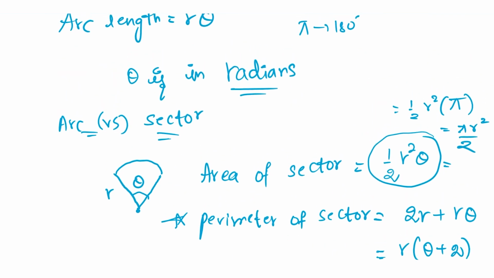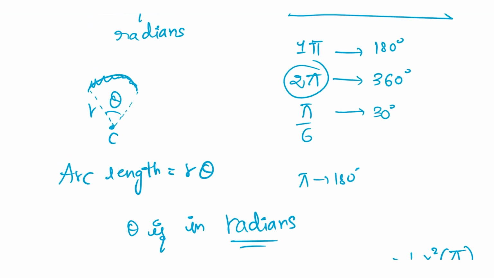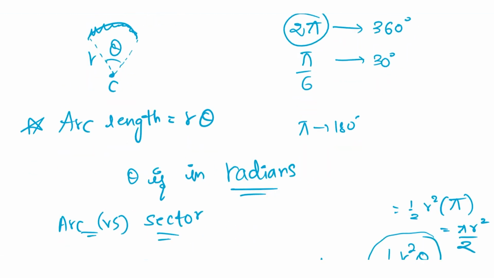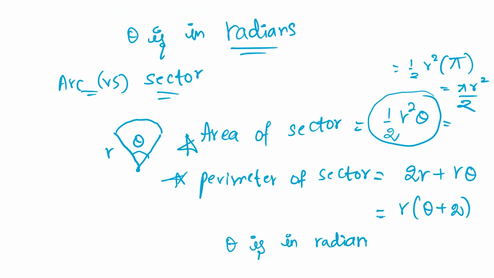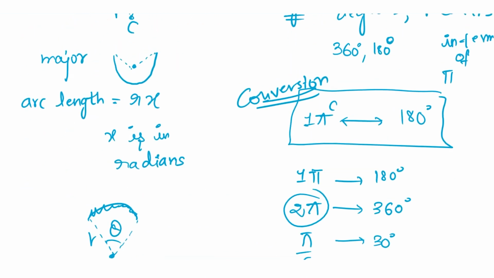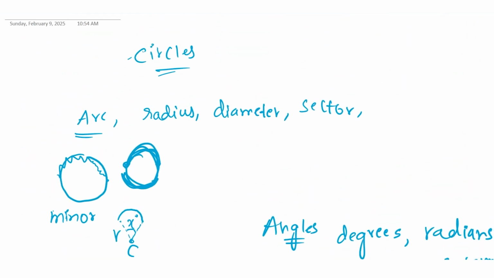One is the area of the sector and the other is the arc length. And what is the radius? It is the straight line from the midpoint to the circumference.